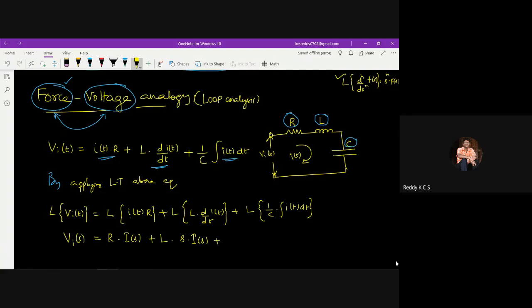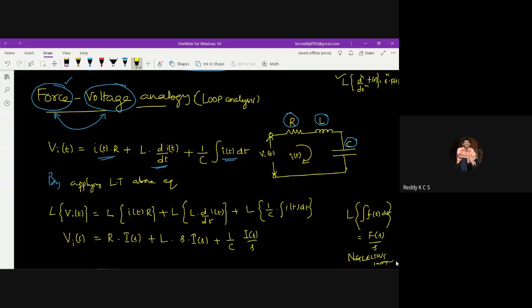Then once again, 1 by C is a constant which will be taken outside. Then the integral of i(t) dt. If I write the equation, the Laplace transformation of the integral of f(t) dt is nothing but F(s) by s, neglecting the initial conditions, which is very important. So I write here I(s) by s. So this is the equation, which you can calculate for the voltage.